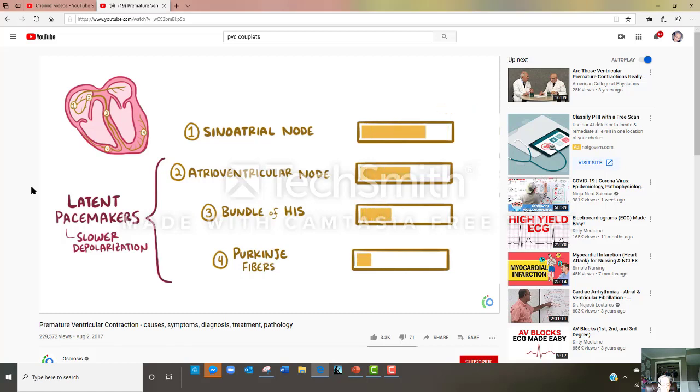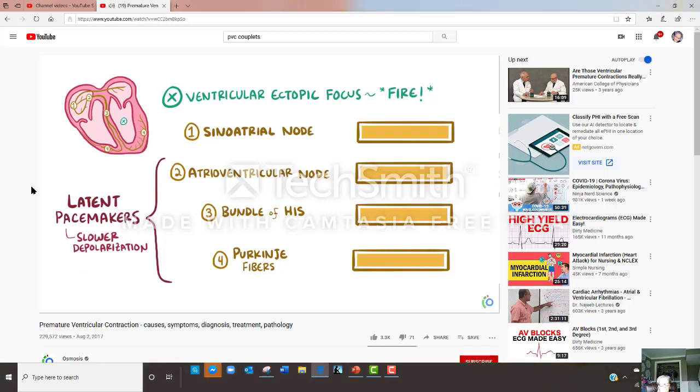And this is exactly how it works. If, for example, the SA node stopped altogether, then the AV node would take over at its slightly slower pace. Now though, let's say you have a ventricular ectopic focus somewhere in the ventricles, which is a cell or area of tissue that sends off an early depolarization wave, before even the SA node gets to fire. This is what leads to a premature ventricular contraction, or PVC.